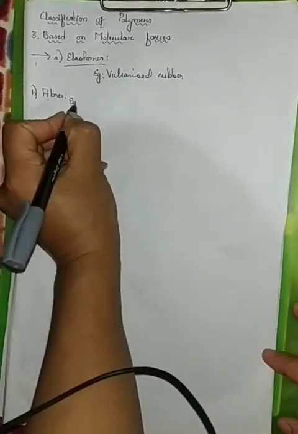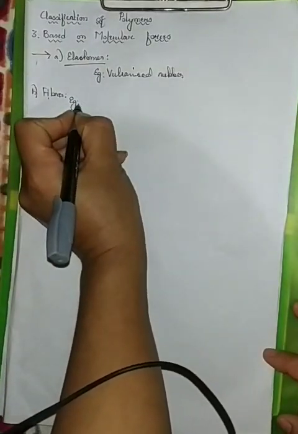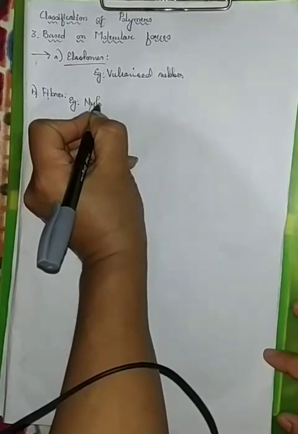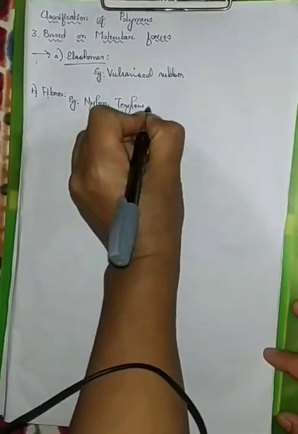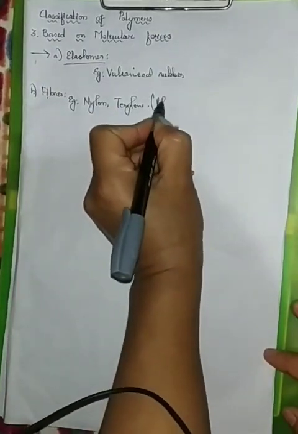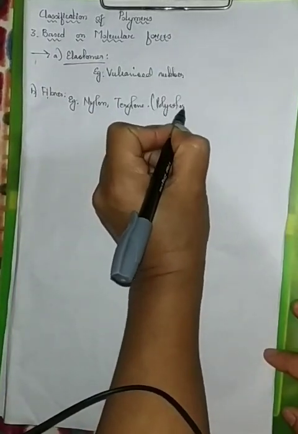that is, strong van der Waals forces of attraction as occur in fibrous polymers. Therefore, they cannot be stretched so much, but they have a thread-like property of solid, and therefore they are known as fibers. For example, this type of fibrous polymers are nylon and terylene, also known as polyester.